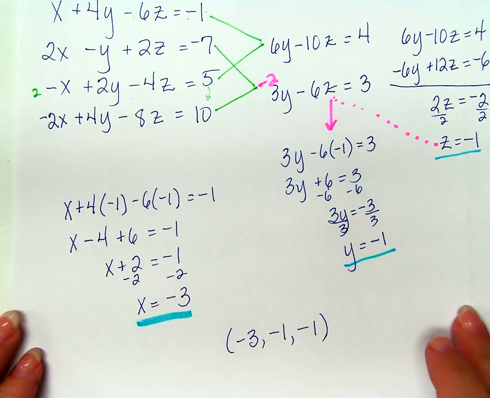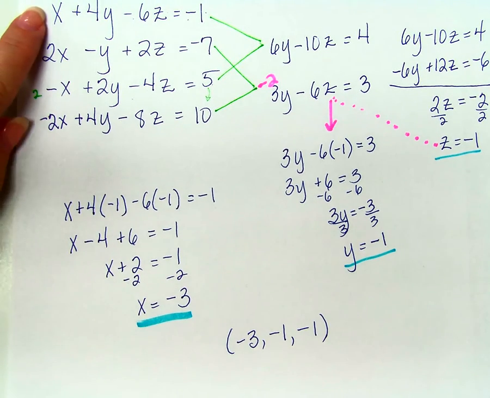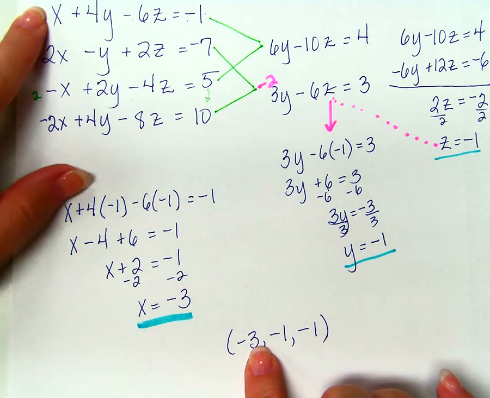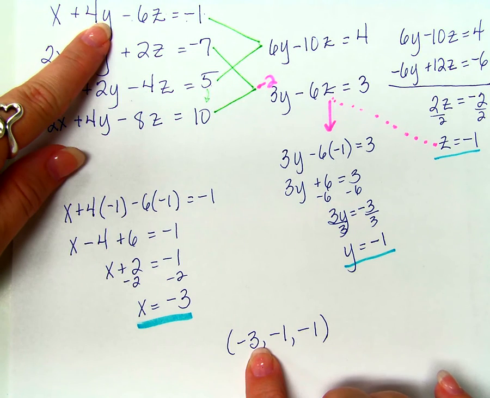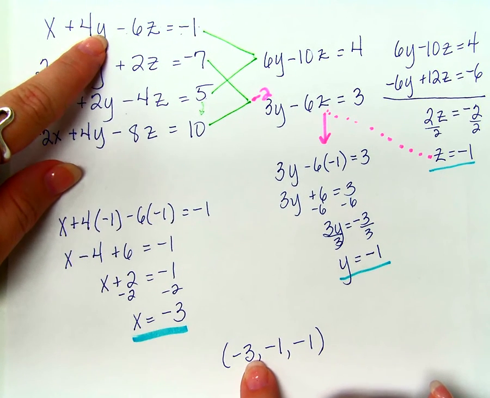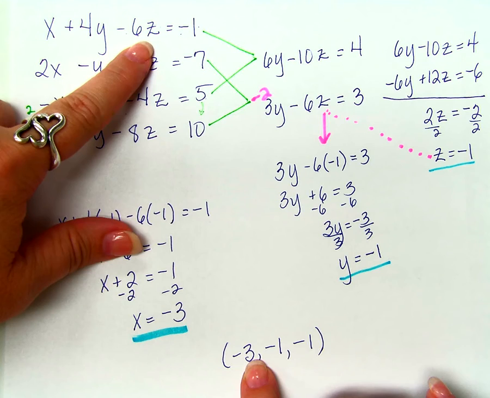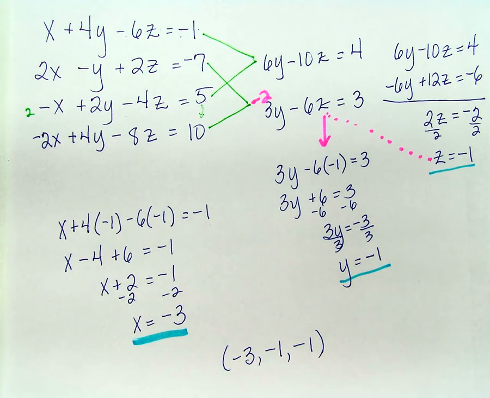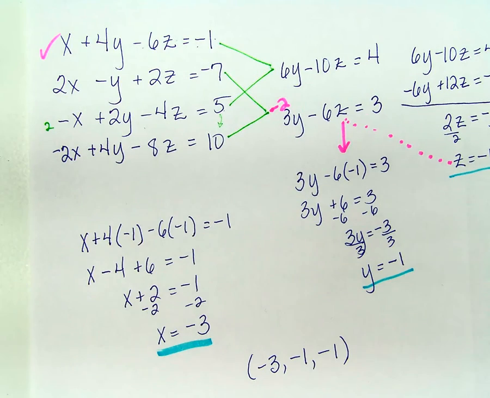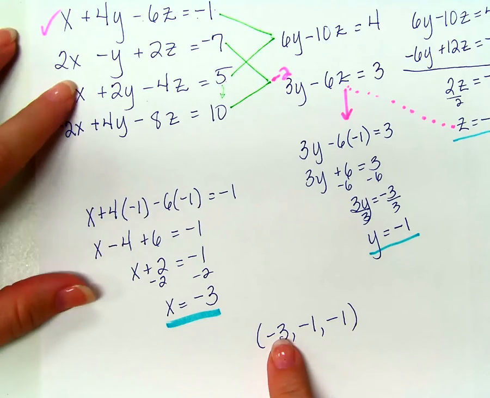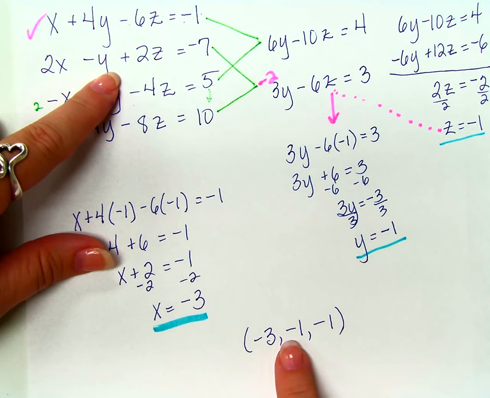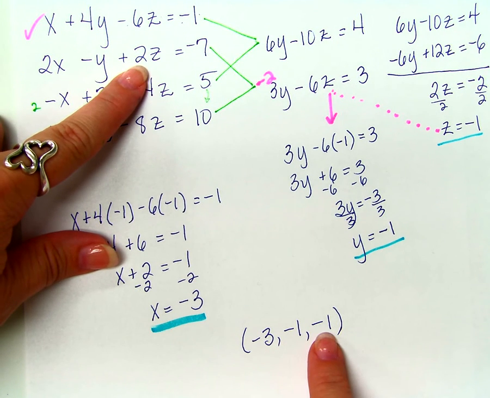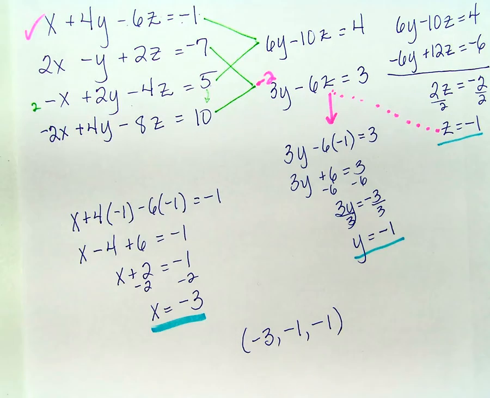While she's done writing that down, let's go back and look at this first equation up here. I want you to think with me. Negative 3 minus 4 is negative 7, right? Negative 7 plus 6, is that negative 1? Yeah, so that one's right. Okay, we got that one right for sure. Negative 6 plus 1 is negative 5. Negative 5 minus 2, is that negative 7? Yes. Okay.